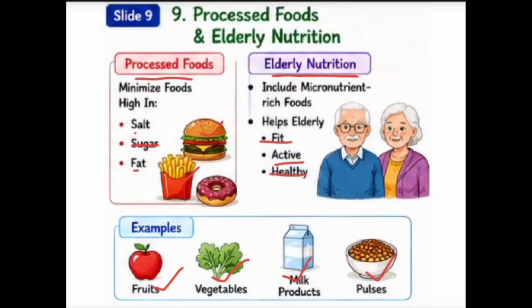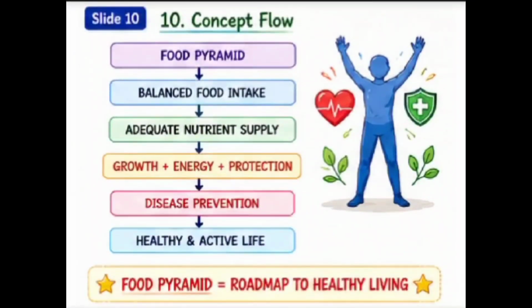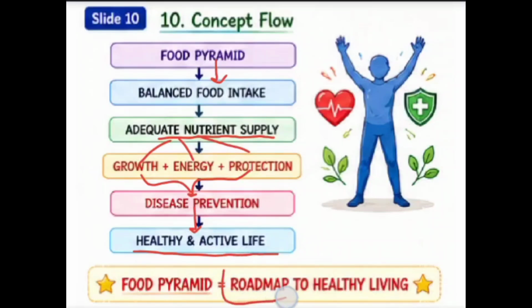So, before we conclude, let us quickly understand the concept flow of the food pyramid. When we follow the food pyramid, we achieve balanced food intake. Balanced food intake ensures adequate nutrient supply, and adequate nutrients support growth, provide energy, and protect the body. And this leads to disease prevention and ultimately results in a healthy and active life. That is why the food pyramid is often described as a roadmap to healthy living.